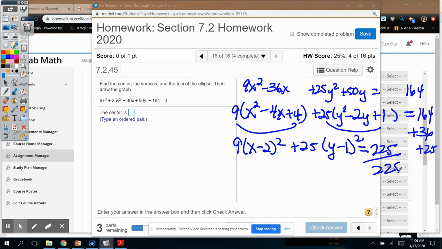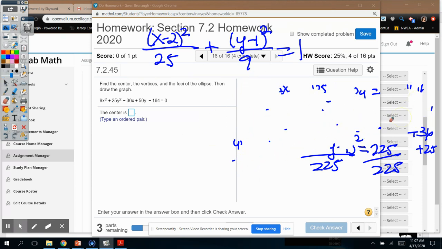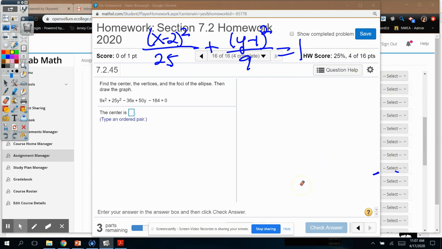Because I need it to be something nice, because when I divide everything to get 1 on one side, which is the rule I have to have, I'm going to get x minus 2 squared over... 9 over 225 is 1 over 25. I just can't believe I put everything under the x. That's okay. Equals 1. Okay, so where is my center? Looks like it's at change the sign, x from x, y from y. So that's 2, 1.